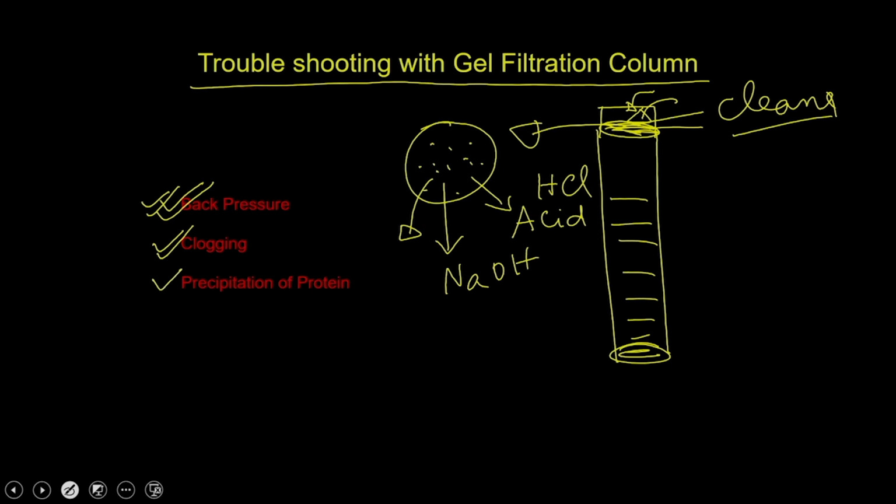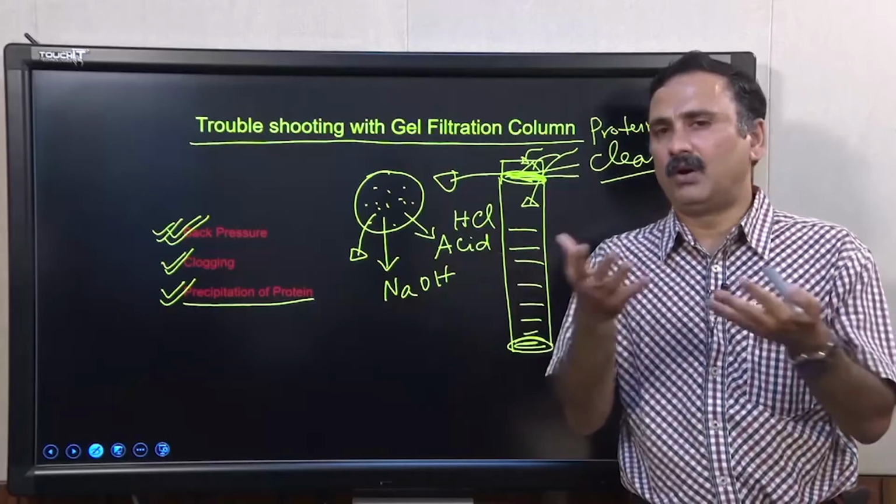The third problem is the precipitation of the protein. Sometimes when you load a protein, suppose you are doing some experiments, you do not know how the protein is going to behave in the gel filtration column. Gel filtration dilutes the protein solution, and once it is diluted, the protein may precipitate because it is not stable or because of some other issues.